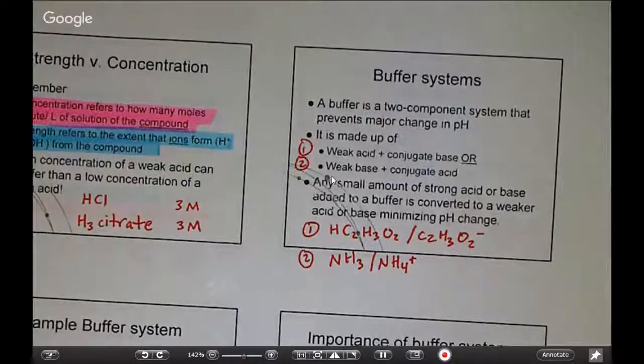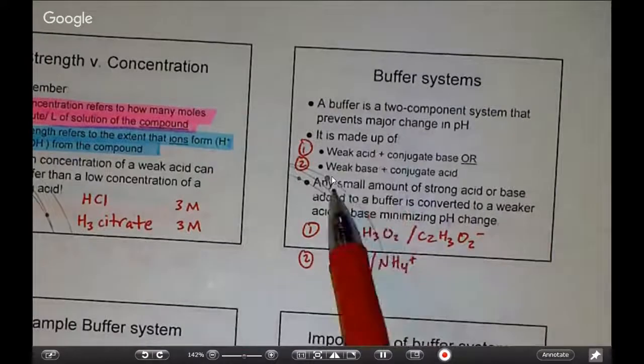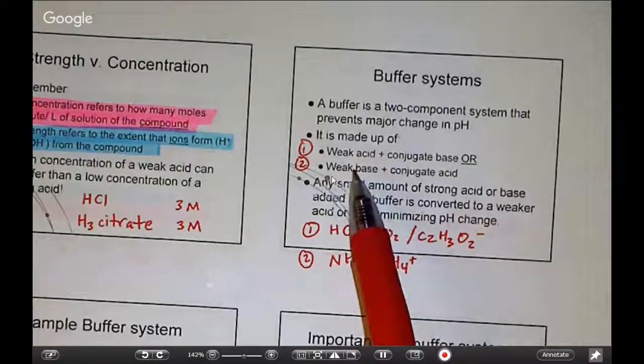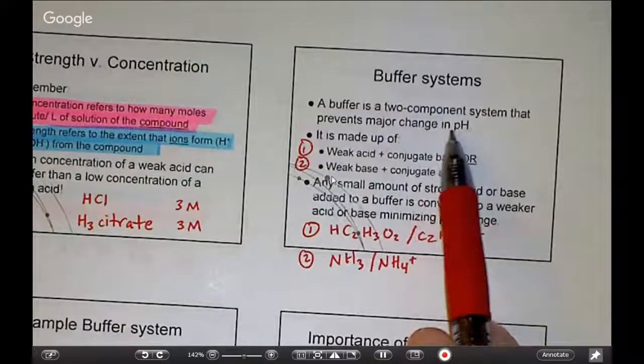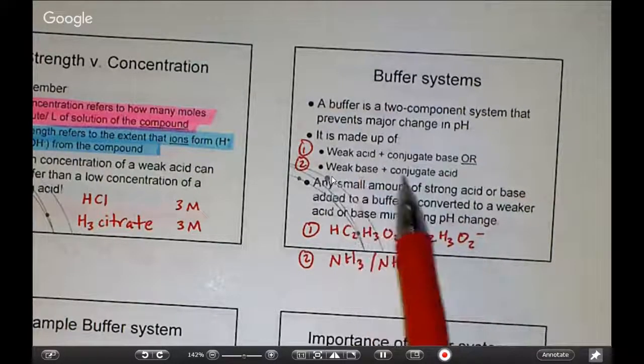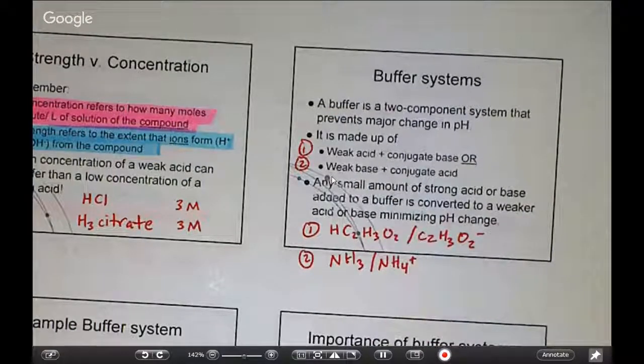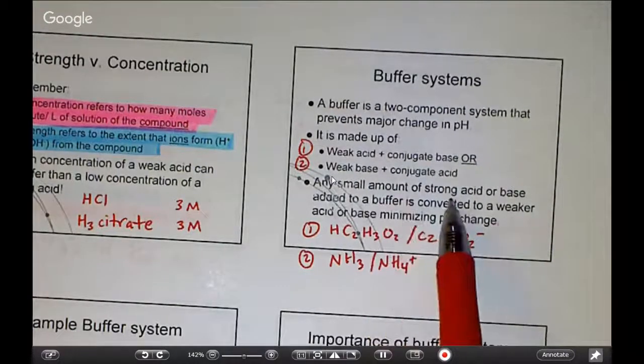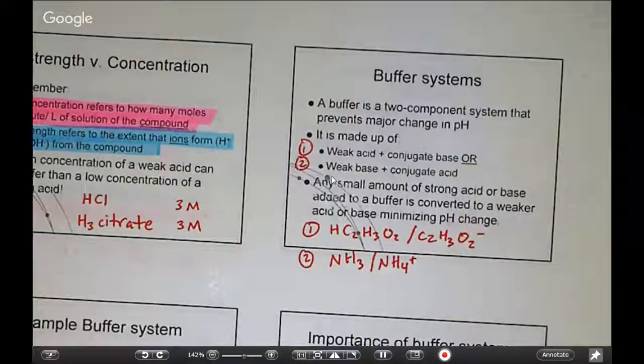All right, so this buffer is a two-component system. By two-component, we're saying weak acid and conjugate base, or weak base and conjugate acid, and the goal is that if we add any small amount of strong acid or strong base, then it's going to be converted in the presence of the buffer to the weaker acid or base. So if you have a system in place, you add something strong, it's going to be converted to weak, and so the overall effect is minimized.